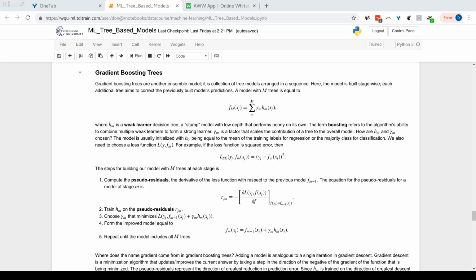Let's discuss gradient boosting trees. But before we dive into this model, let's recap random forest so we can better contrast gradient boosting trees with random forest.